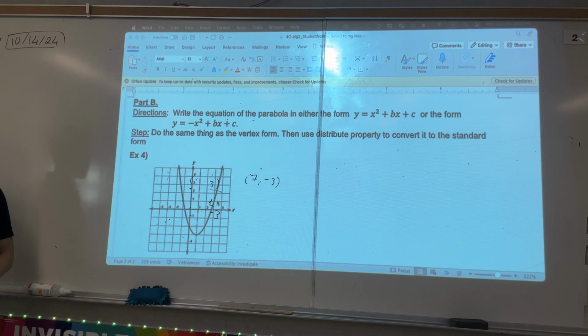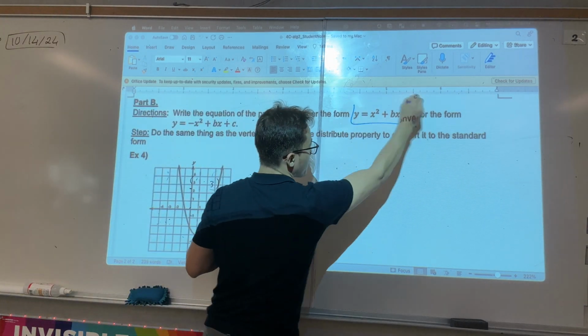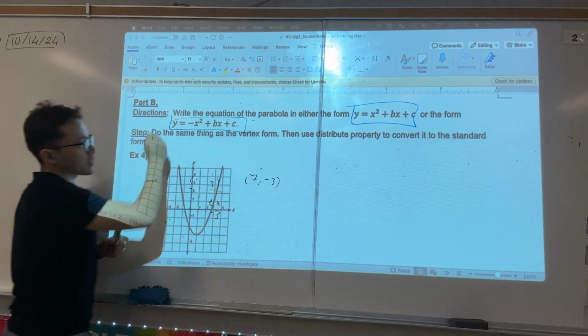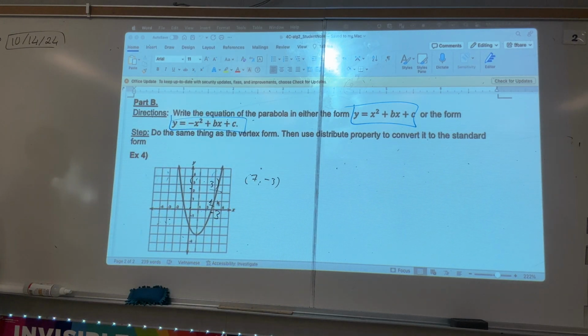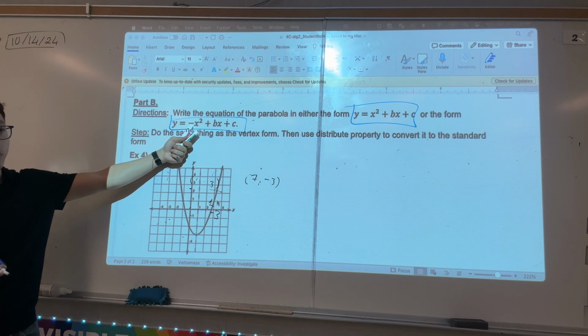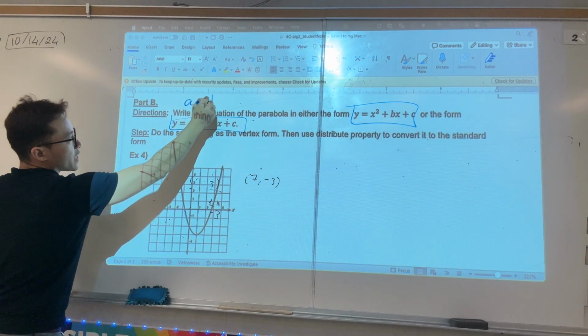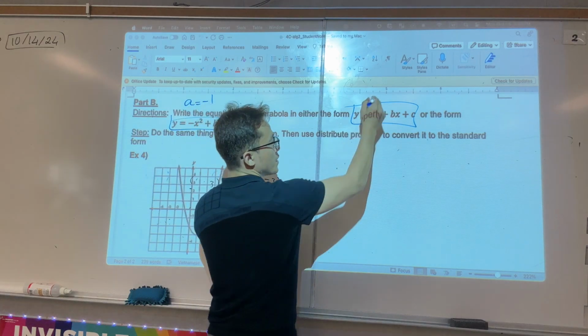Why? Because we don't have it. So they said specifically in either this form or this form. What is the difference between these two forms though? One is positive, one is negative. What letter is this? Negative one is what letter? A. Good. This one A equals negative 1 and this one A equals positive 1.